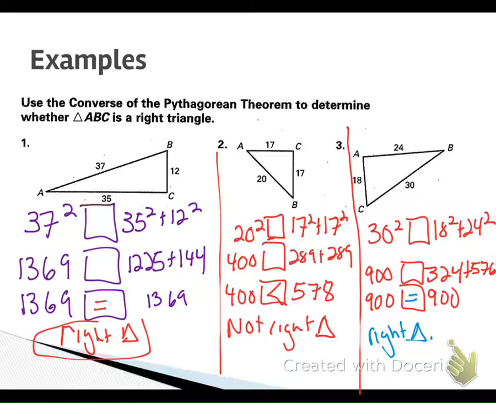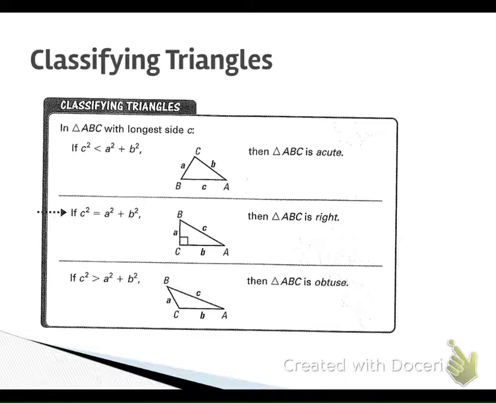Okay, again, so for this group, you're just seeing if it satisfies the Pythagorean theorem. As long as it's equal to, it's a right triangle. If it's not, it's not going to be a right triangle. So if c squared is less than a squared plus b squared, it's going to be an acute triangle. If c squared equals a squared plus b squared, that is the right triangle. And then if c squared is greater than a squared plus b squared, it's going to be an obtuse triangle. So these are our three options, and this is what we're going to be testing for.